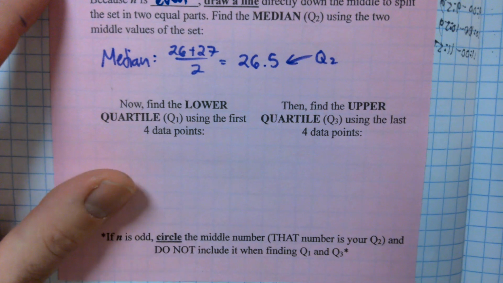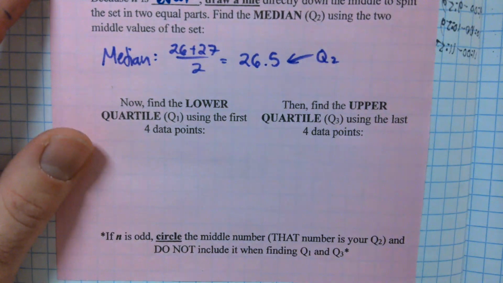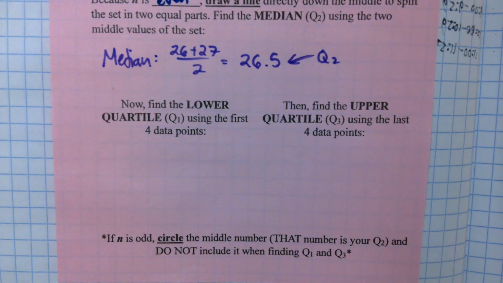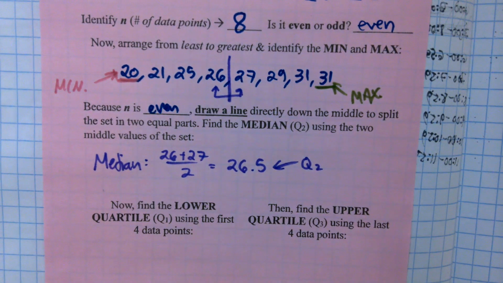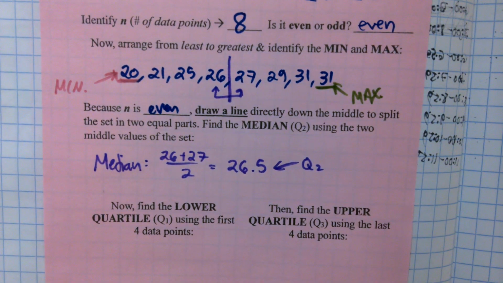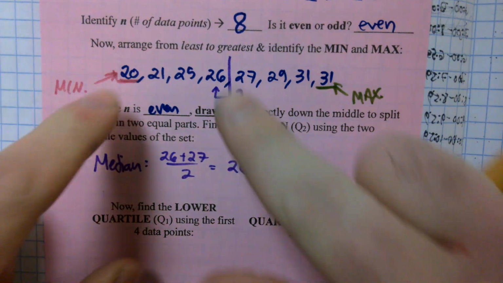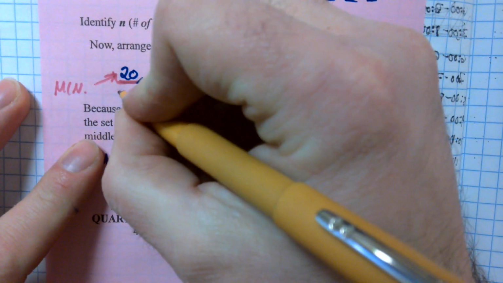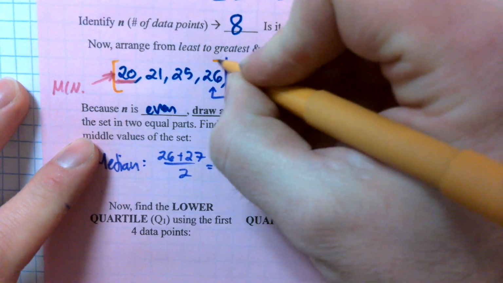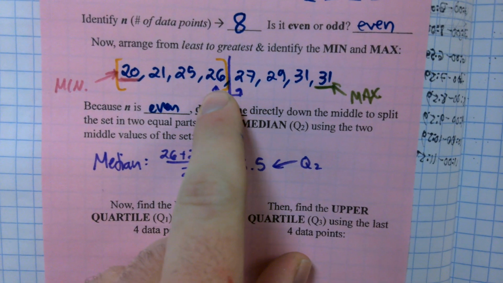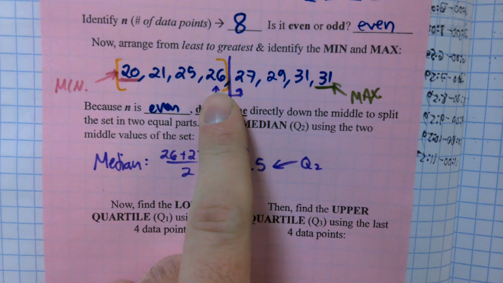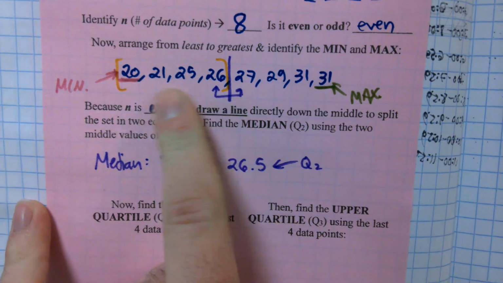So there's my Q2, 26.5. Now we're going to find the lower quartile. Well, how am I going to find the lower quartile? What side of this data set do you think I'm going to look at? The left or the right? Where are my lower values? Left. On the left. So I'm just going to look at these 4 numbers right here. Notice how I'm including that 26 that I already used. We'll come back to that later.